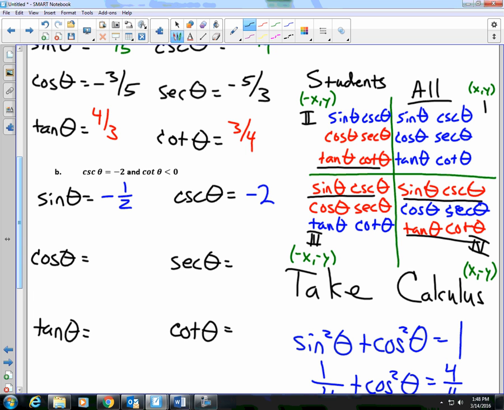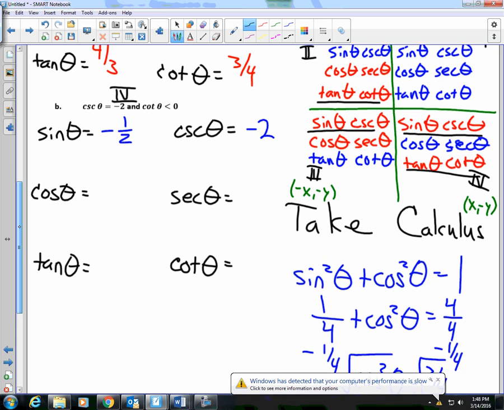So where's the overlap between those 2 conditions? Is it the 1st quadrant, 2nd quadrant, 3rd quadrant, or 4th quadrant? 4th quadrant has both of those situations. Sine or cosecant is negative and cotangent is negative. That's not the case in 3, only sine's negative. It's not the case in 2, only cotangent is negative. 4th quadrant is where both of those things happen. So I am working in quadrant 4.